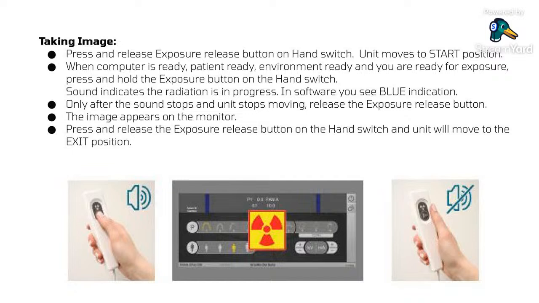Now you will move behind the shielded area, where you can see the patient. Okay. When the computer is ready, you will see a green indication in the software. This means that the patient is ready, the environment is ready, and you are ready for the exposure. You will press and make sure you hold the exposure button in the hand.